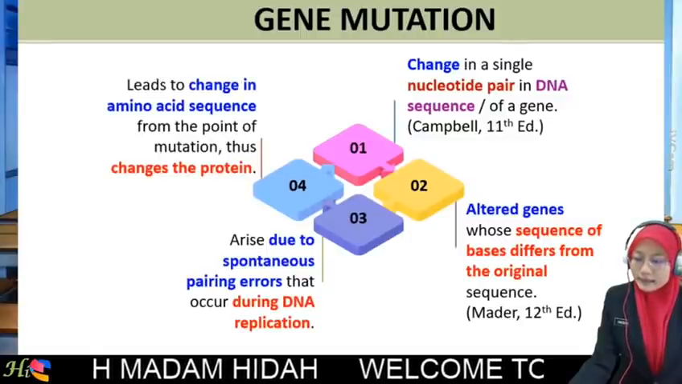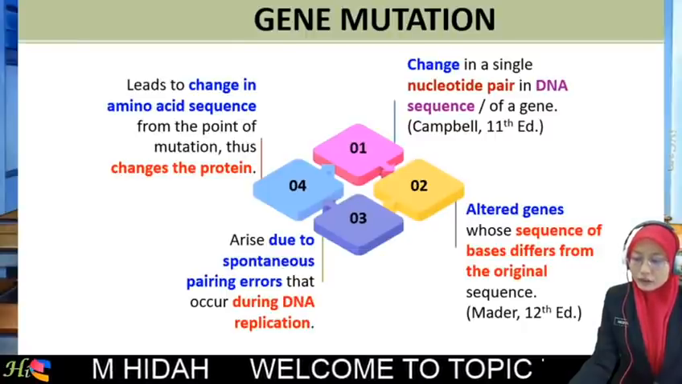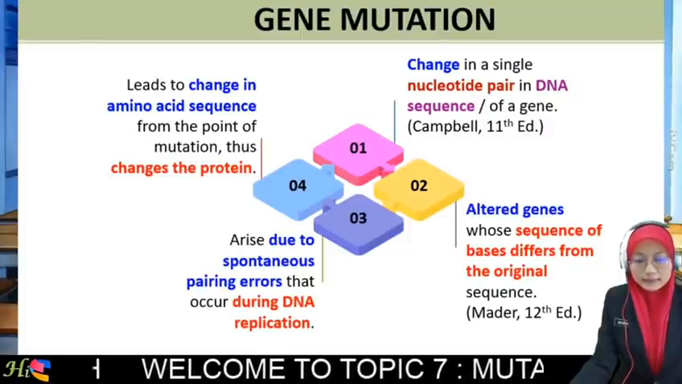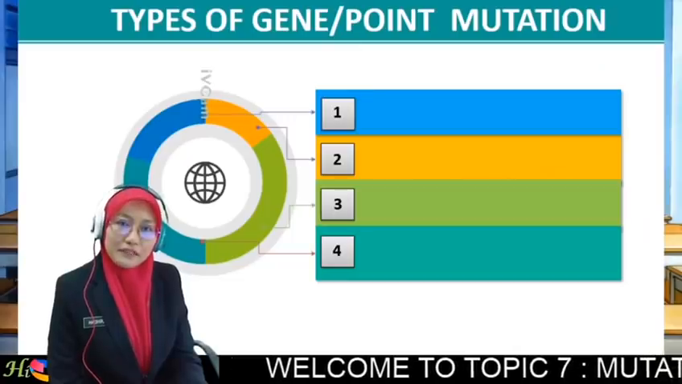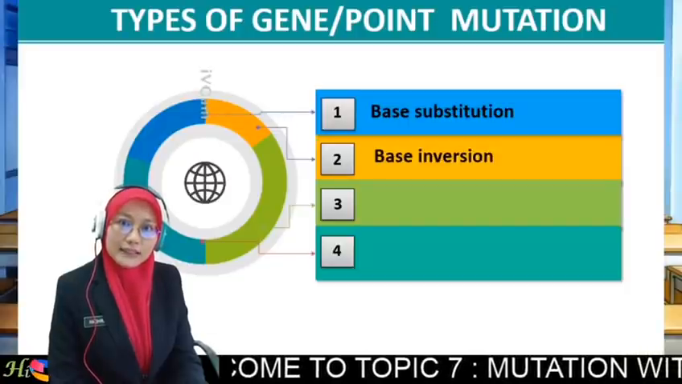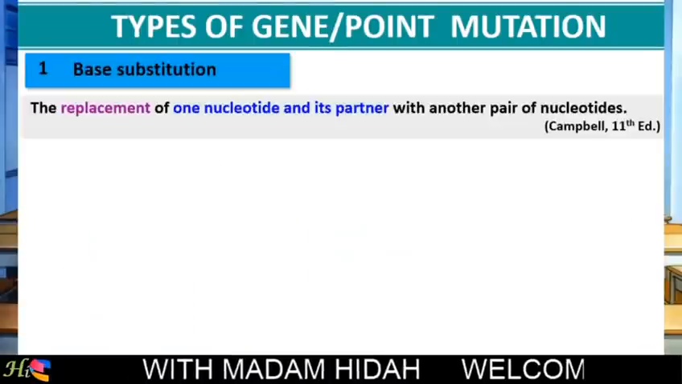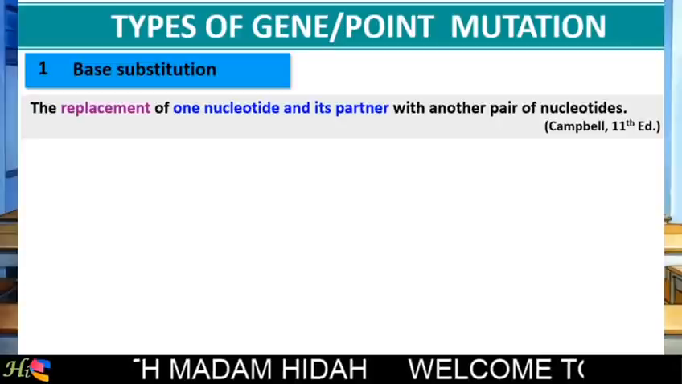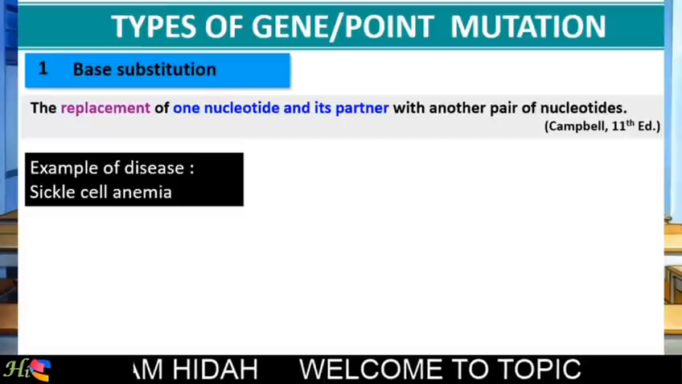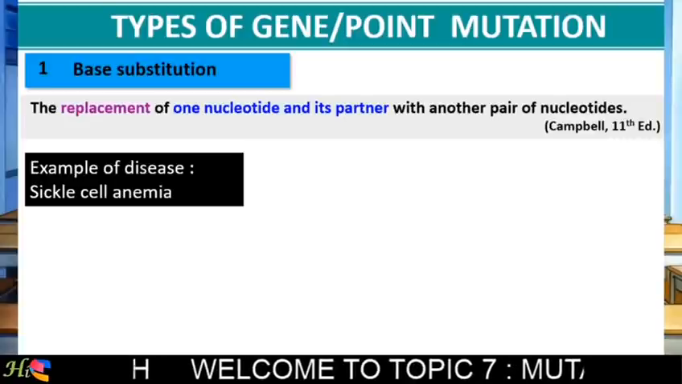Changes in the DNA base sequence will lead to changes in the codon sequence of mRNA, thus changing the amino acid sequence and resulting in the production of a different protein. There are 4 different types of gene mutation: base substitution, base inversion, base insertion, and base deletion. Base substitution is the replacement of one nucleotide and its partner with another pair of nucleotides. An example of a disease resulting from base substitution is sickle cell anemia.